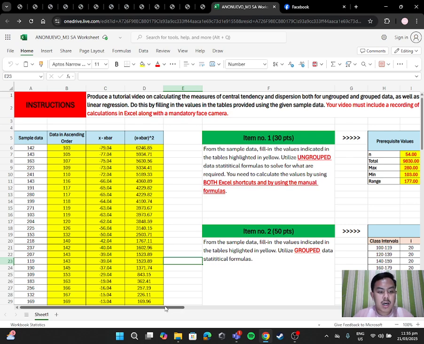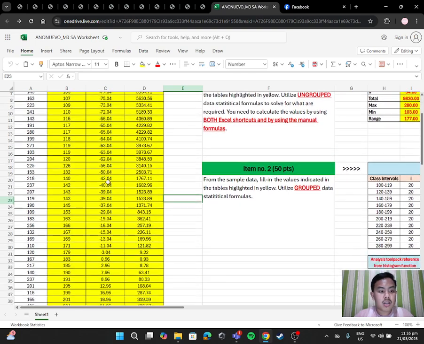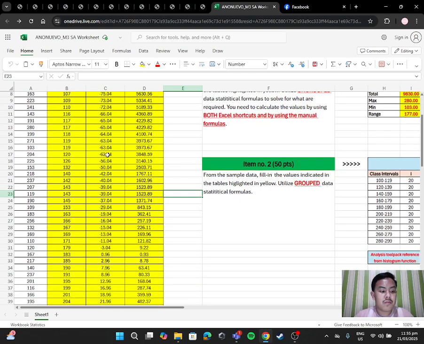To analyze the data set in Excel, start by organizing the values in ascending order for easier interpretation. Next, calculate the mean using the average function, such as equals average parentheses B6 to B59 parentheses, placing the result in a separate cell for reference.